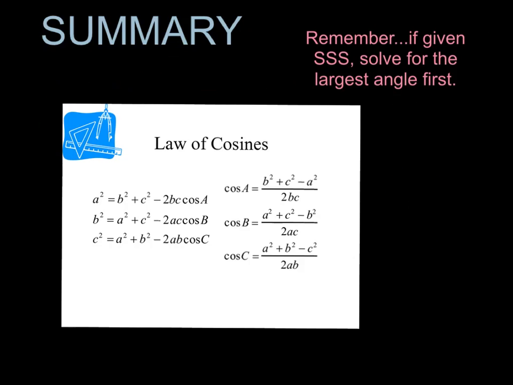So here are your formulas one more time. Remember that if you're given side, side, side, that you're looking for the largest angle first, and that I highly suggest memorizing both forms of the law of cosines, because one is convenient for solving for sides, whereas the other is convenient for solving for angles.